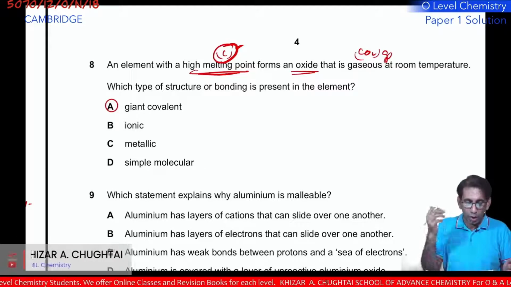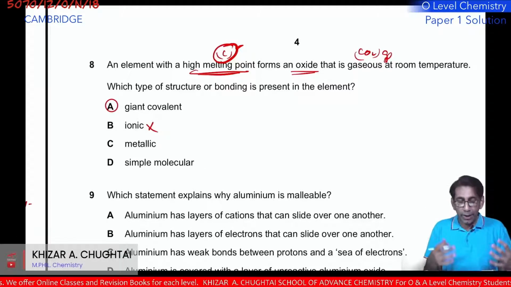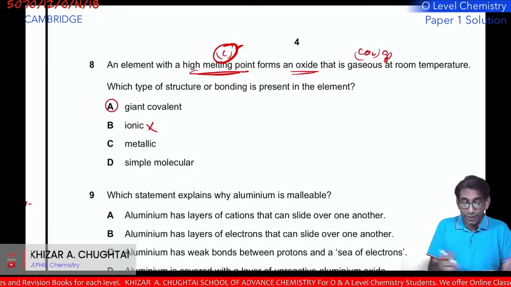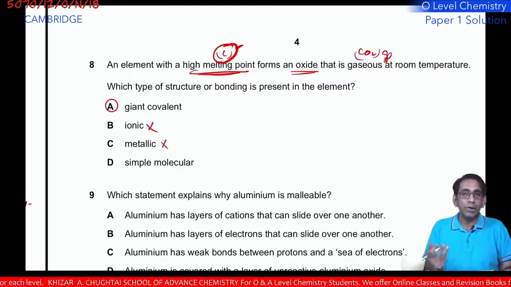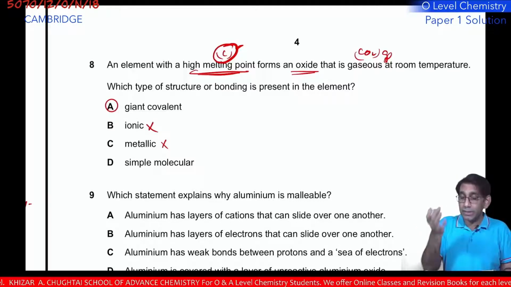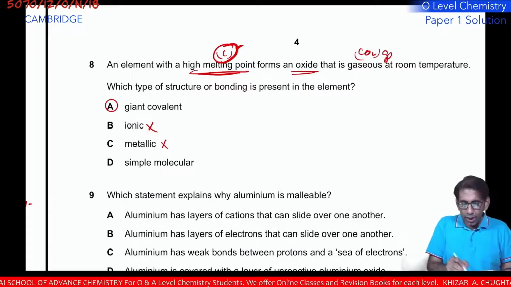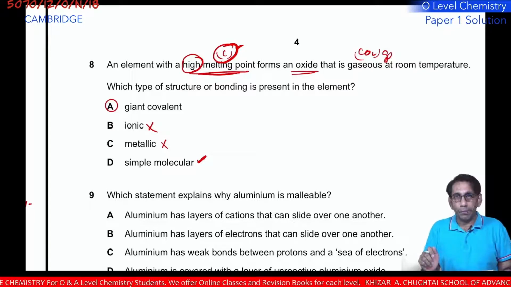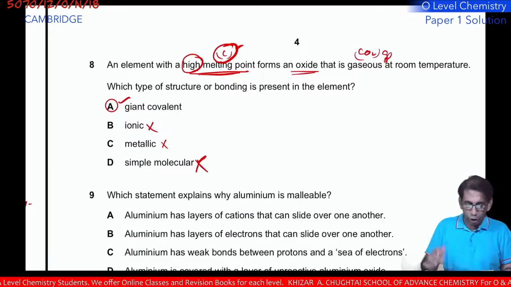and so on. B could not be the correct one. No ionic compound can make a gaseous oxide. Same is the case with metals, no metal has the ability to make a gaseous oxide. Once again, simple molecular structure. If this is true, then there must be a low melting point. So once again, this is incorrect. Again, it is confirmed that A is the correct option.